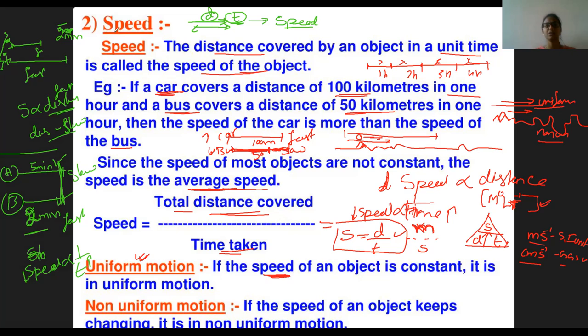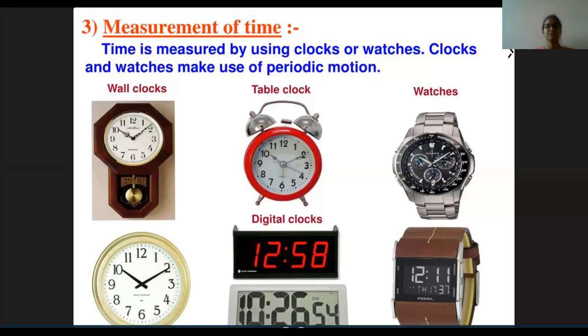This is clear, children. What is speed, what is uniform motion and what is non-uniform motion? I hope this is clear. If you have any doubt, once again, just pause and read. Yeah, next try to understand here how to measure the time. Measurement of time. How are you going to measure time?